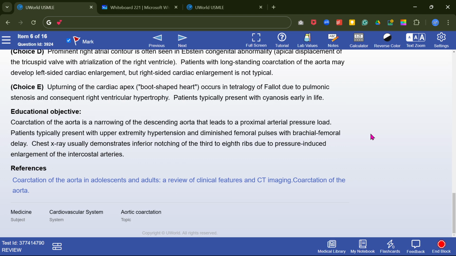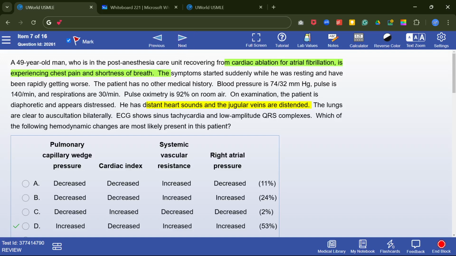So coarctation of the aorta is narrowing of the descending aorta that leads to high proximal arterial pressure. Patients typically have upper extremity hypertension, diminished femoral pulse with brachial-femoral delay. Chest X-ray demonstrates inferior rib notching. Next.